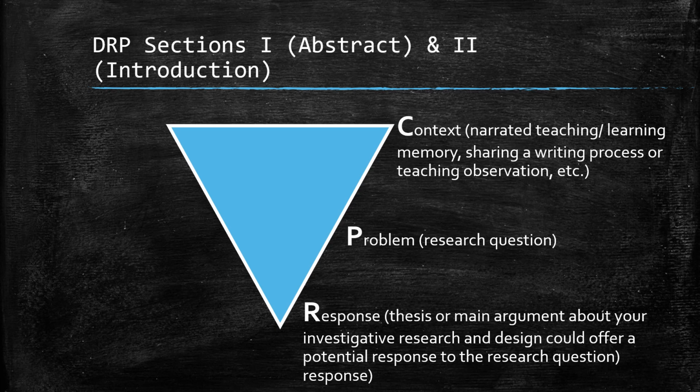The next one is P, problem. Instead of P, problem, I like to think about this as RQ, or research question. This is where you're going to explicitly state your research question. It doesn't have to be in the research question format, but you're going to explicitly explain, from this context framing, this is what made you think about these kinds of research questions. And then finally, the R is for response, or as I mentioned before, your thesis or main argument or main claim. This is about your investigative research and design, and it offers a potential response to the research question.